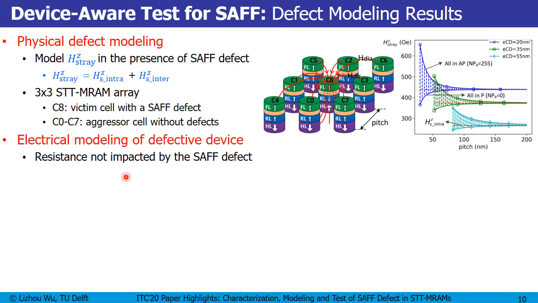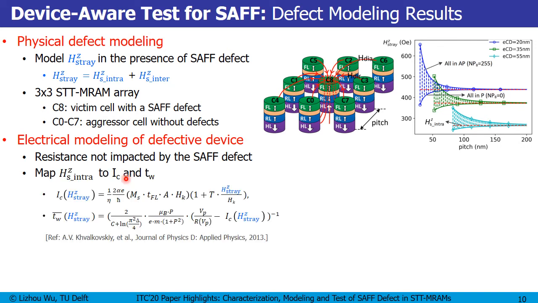And we know that the device resistance is not impacted by the SAFF defects. However, the critical switching current and the switching time are influenced by the defects. We use the physical model from this paper. Then we map the stray field to these two electrical parameters. For the details of the modeling process, please refer to my paper.